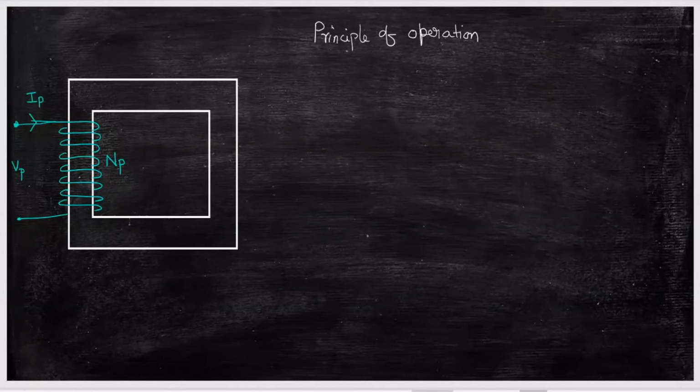Now on the secondary side, I will have one more winding, called the secondary winding, and this secondary winding has NS number of turns. So this is VS, and let this current be IS.